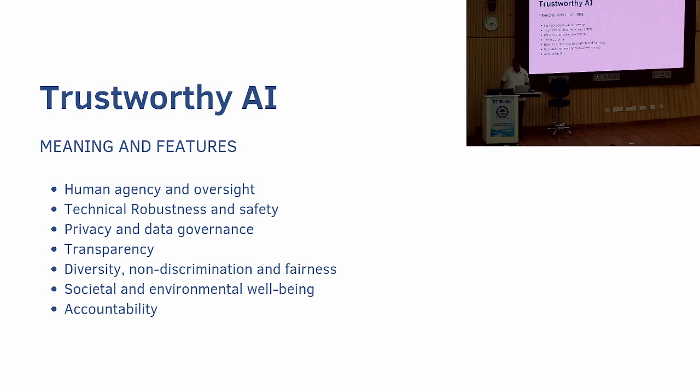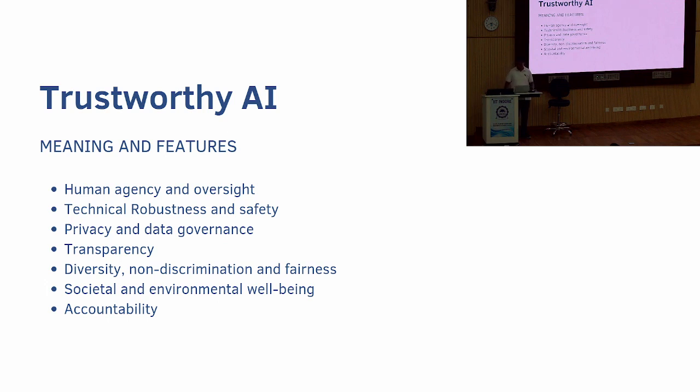So AI systems should empower human beings, allowing them to make informed decisions and fostering their fundamental rights. At the same time, proper oversight mechanisms need to be ensured, which can be achieved through human-in-the-loop, human-on-the-loop, and human-in-command approaches. AI systems need to be resilient and secure. They need to be safe, ensuring a fallback plan in case something goes wrong, as well as being accurate, reliable, and reproducible. That is the only way to ensure that unintentional harm can also be minimized and prevented.